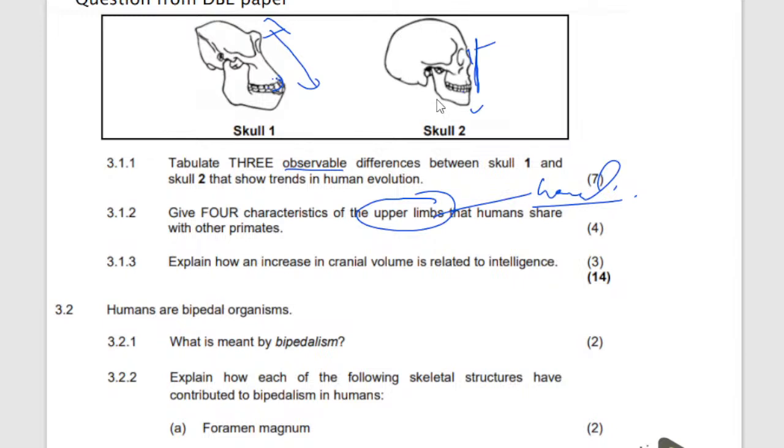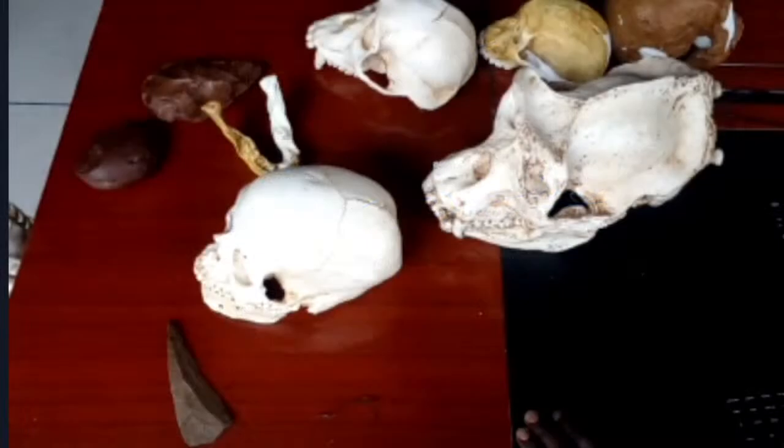All right, here is the skull. This is the skull. If you look at this skull and this skull, this is for a gorilla and this is for a human. When they bring a question like this, you have to explain it. Check this. It is on the sides.